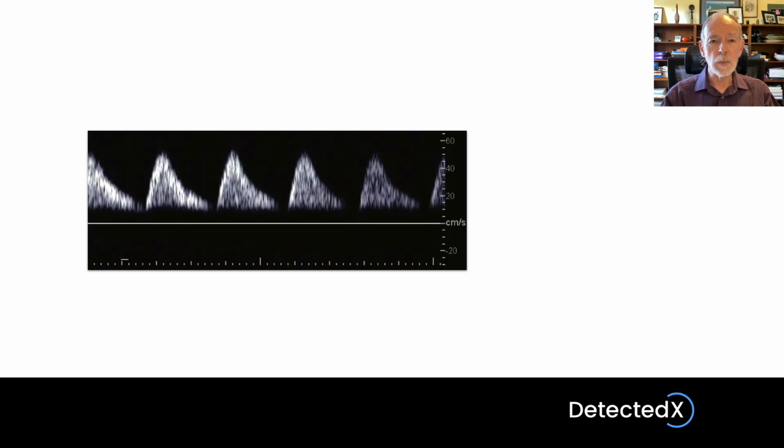It's perfectly possible to have the wall filter set too high as well. In this case, we're looking at an umbilical artery signal. One of the most important measurements when you're looking at a compromised fetus is the end diastolic velocity. We can't see that here because the wall filter has been set too high. Once again, this is easily fixed.